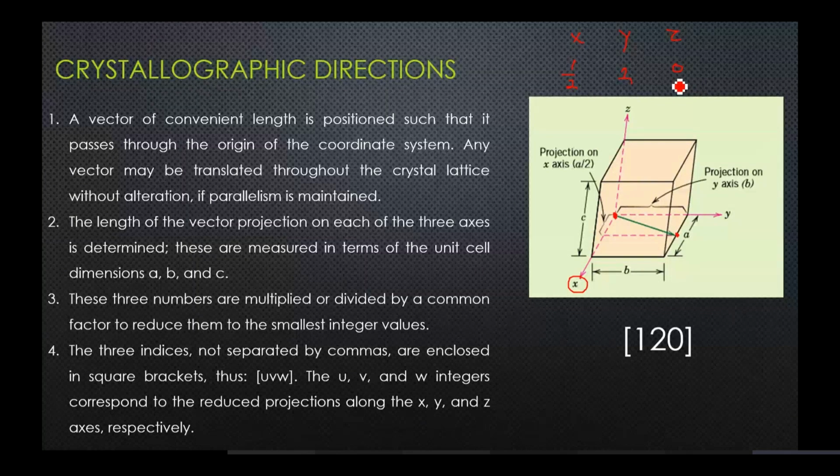Now, once I have found out these projections or the movement along the respective axes, I have to reduce them to the smallest integer values. How do I do that? I multiply every value by 2. Movement along x would become 1, movement along y would become 2, and movement along z would become 0. And this 1, 2, 0 would be my direction for this vector, which is placed in the square brackets. So the three indices, not separated by commas, are enclosed in square brackets. This would give me the direction of this vector shown in green color. Is this clear to you?